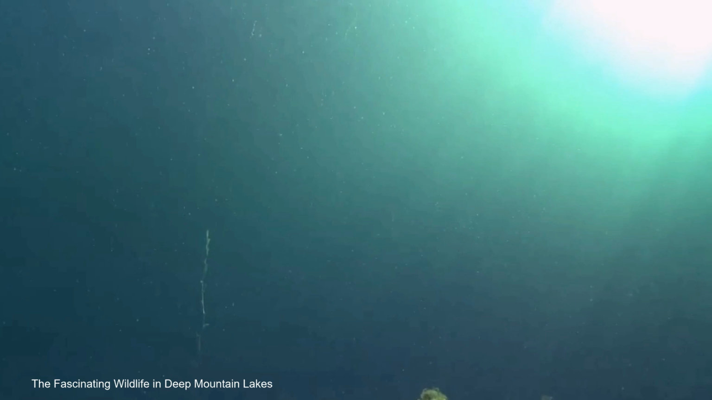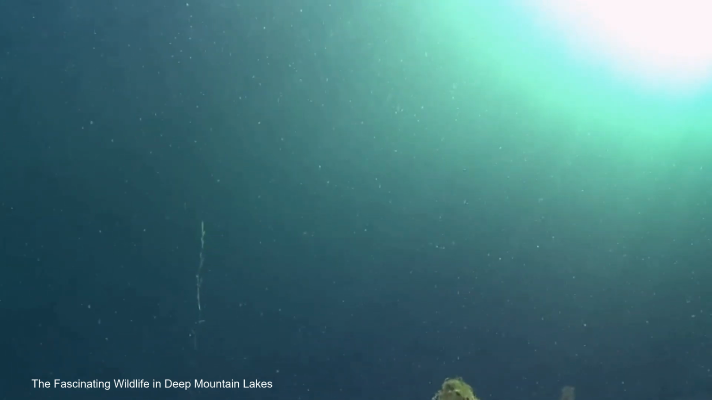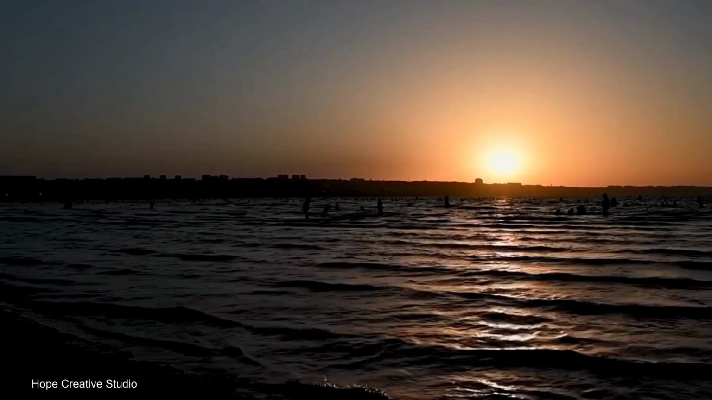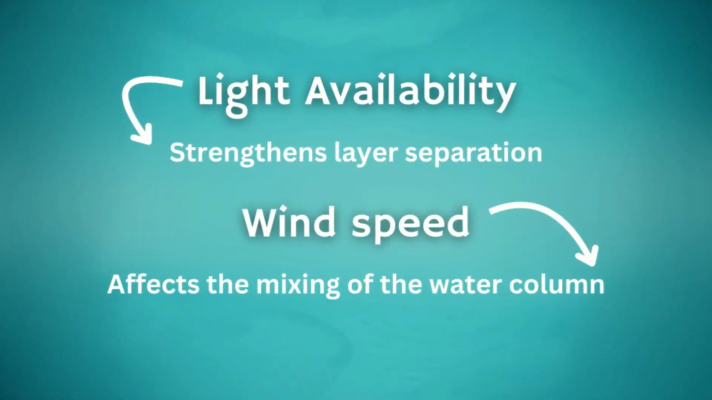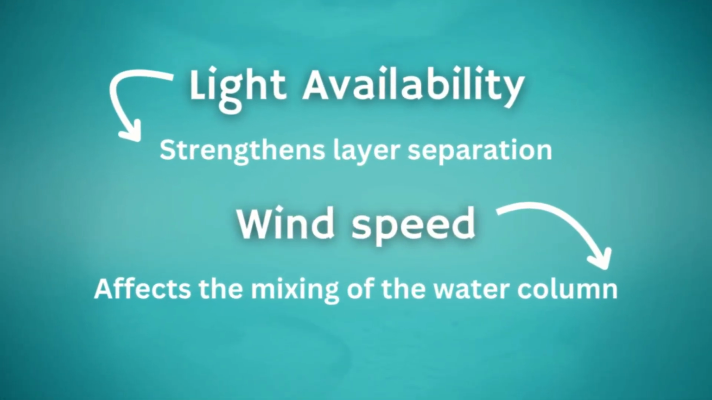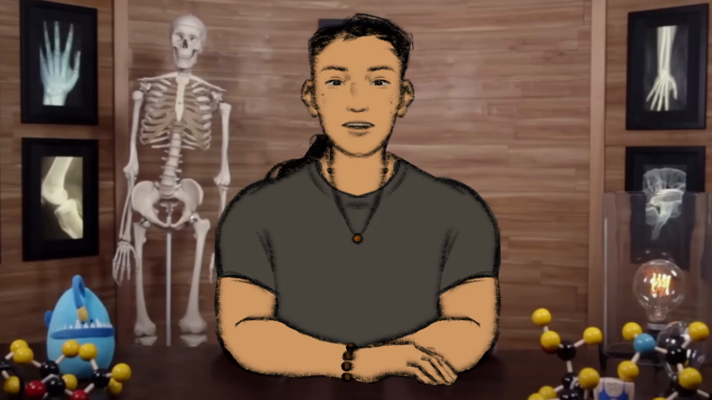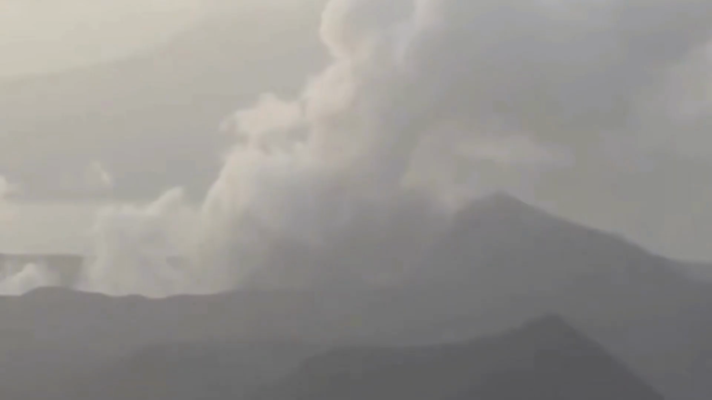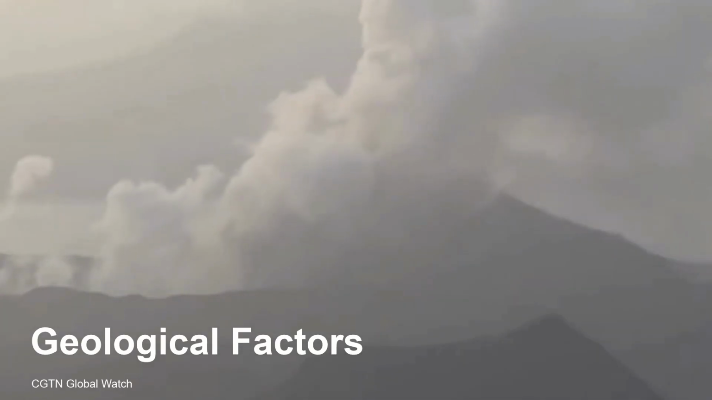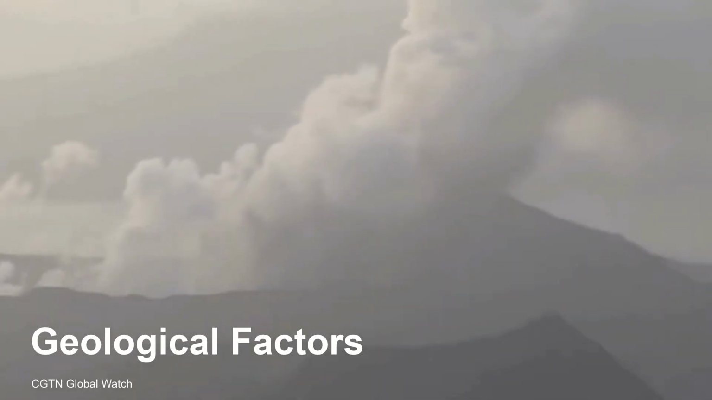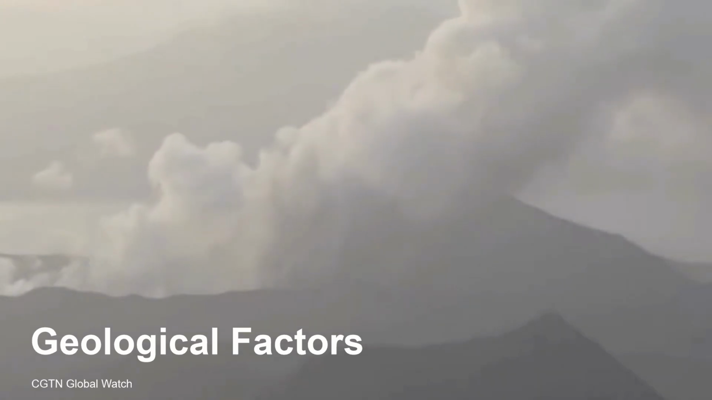It is affected by the light availability and the wind speed of a certain region, affecting layer separation and mixing of the water column, respectively. Geological factors, such as the eruption of a local volcano, can also introduce gases and minerals into the lake.